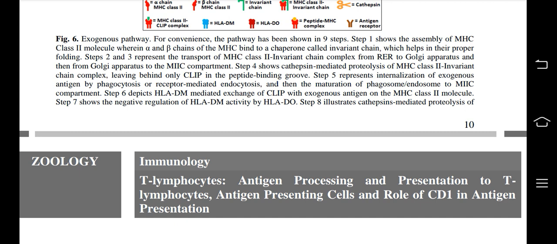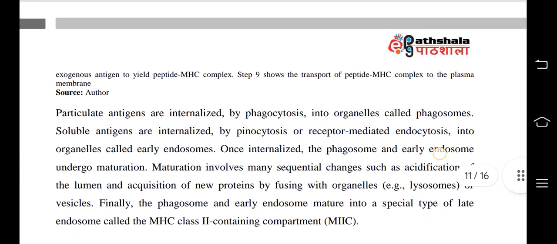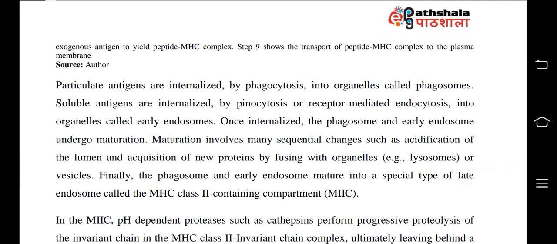Step 7 shows the negative regulation of HLA-DM activity by HLA-DO. Step 8 illustrates cathepsin mediated proteolysis of exogenous antigen to yield peptide MHC complex. Step 9 shows the transport of peptide MHC complex to the plasma membrane.